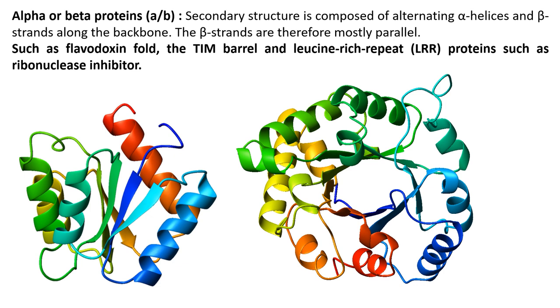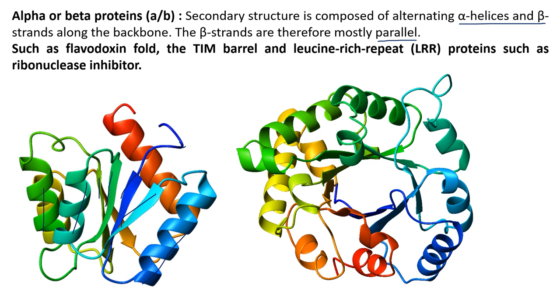And whenever beta sheets are there, they are mostly parallel in nature. So alpha and beta are alternatively arranged one by one. Like if you see in this case, from here this protein starts. So this is beta sheet, then alpha helix, then again beta sheet, then alpha helix, then beta sheet, then alpha helix, then beta sheet. So alpha and beta are alternatively arranged.